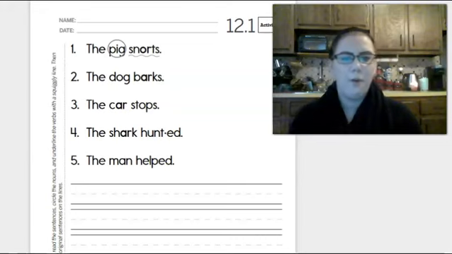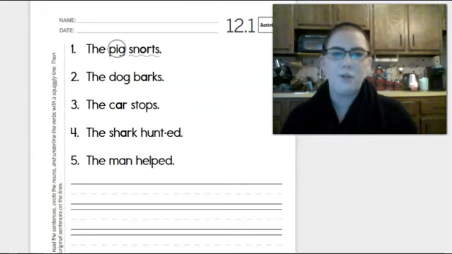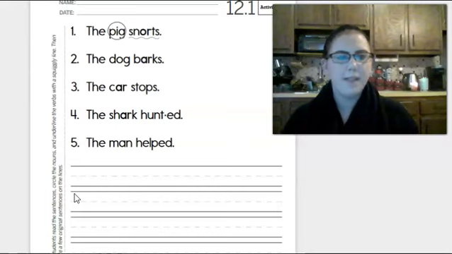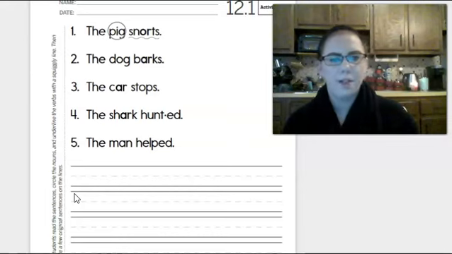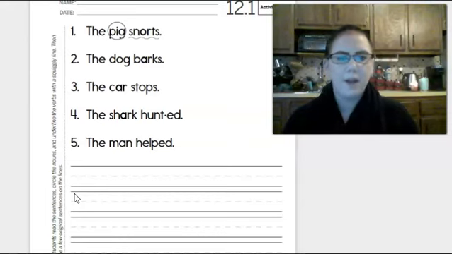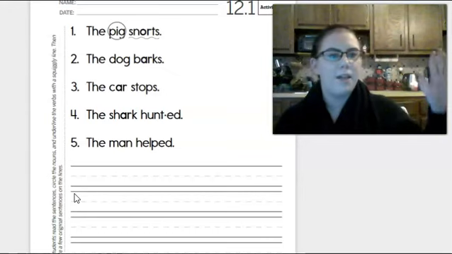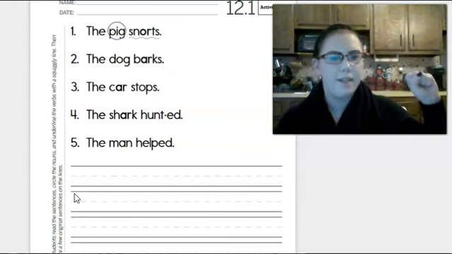I'll help you out with one example and then you can do one on your own. So write the number six and the sentence, the cat runs. Then circle the noun and underline the verb. Then write number seven and come up with a sentence on your own. Make sure the beginning of your sentence has a capital letter and the end of your sentence has a period.